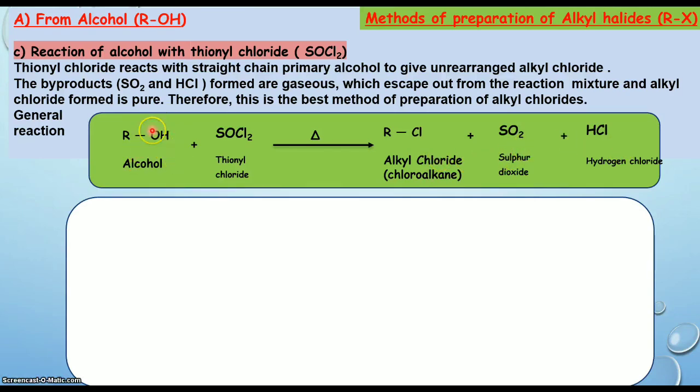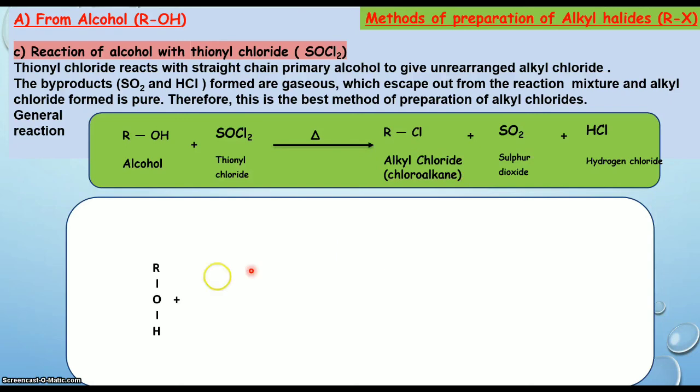In this reaction, OH of the alcohol is replaced by chlorine. So one hydroxyl group of alcohol is replaced by one chlorine. That will give us the first product, that is alkyl chloride or chloroalkane. Out of 2 chlorine, 1 chlorine is used for the preparation of the main product, while the second chlorine with hydrogen gives us a byproduct, that is HCl, and the next byproduct is sulfur dioxide.